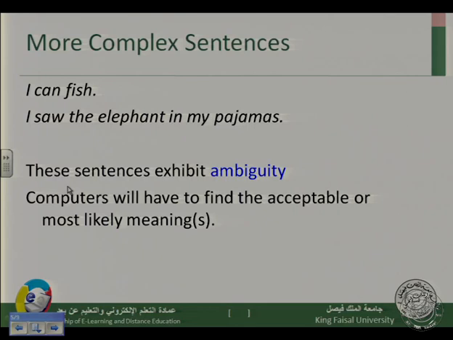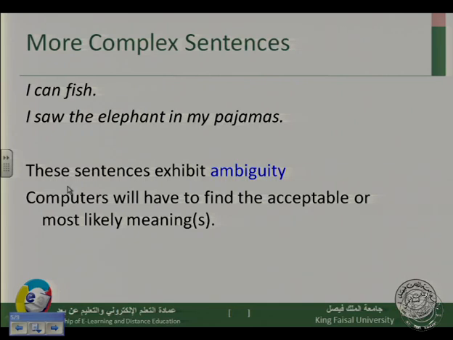I can fish. It's like saying, I teach English. I can fish. Or it means that I am able to fish. I can go to the sea and I can catch some fish. So this is a problem. I saw the elephant in my pajamas. It means that you have pajamas and there are some elephants in your pajamas. So you saw the elephants in your pajamas. Or it means the elephant is wearing your pajamas and you saw the elephant in your pajamas. So how do we solve these problems?